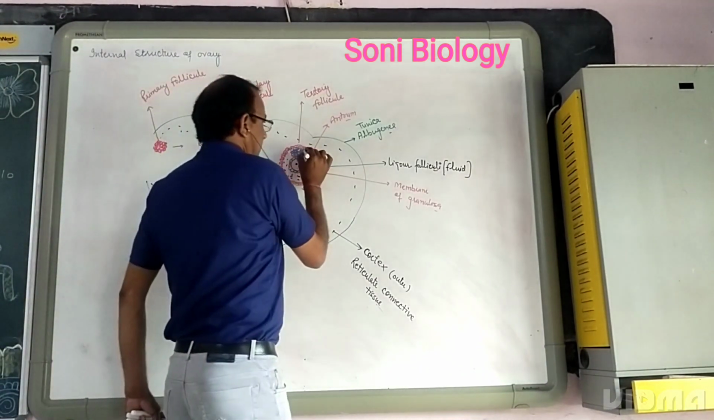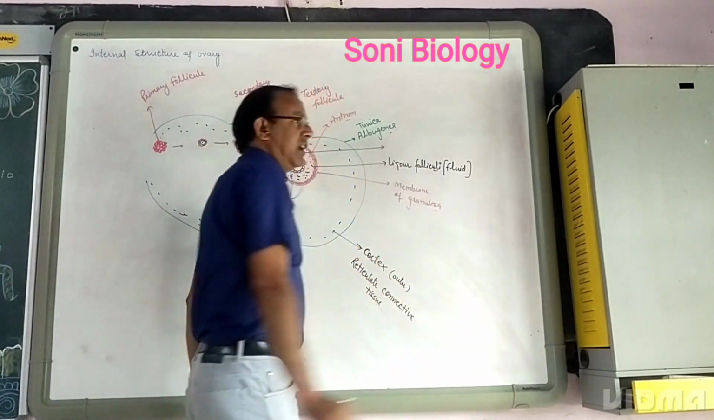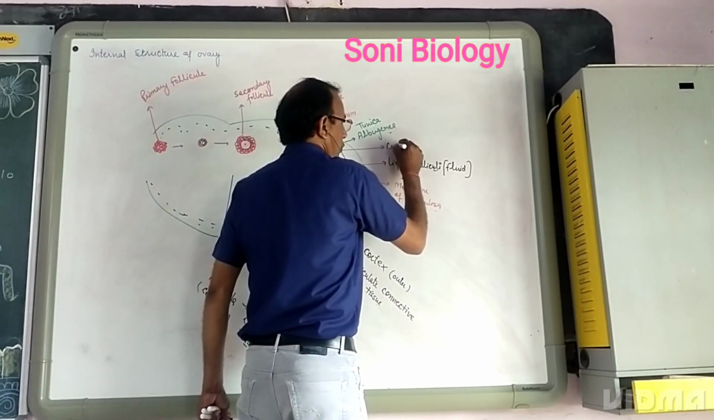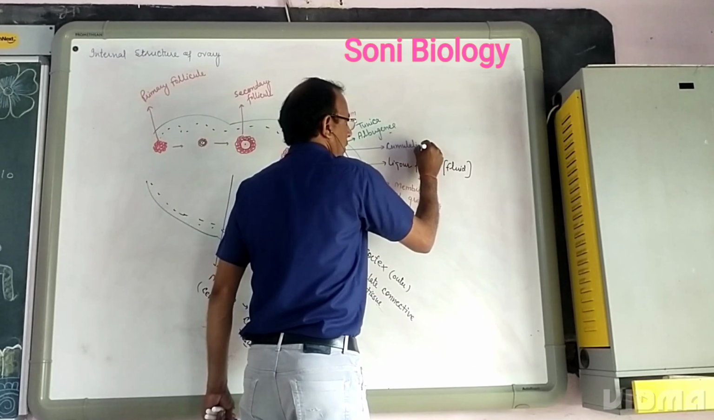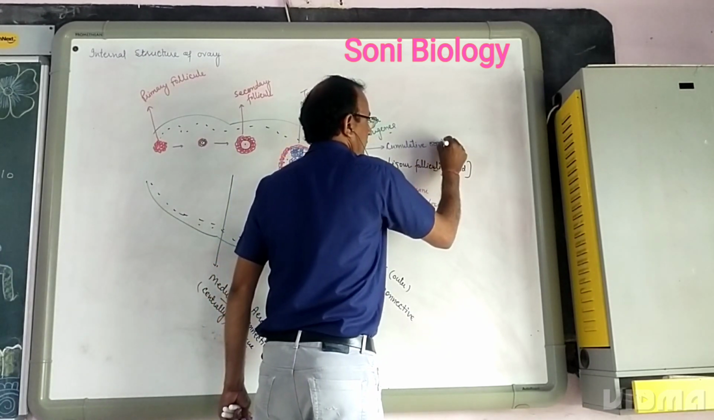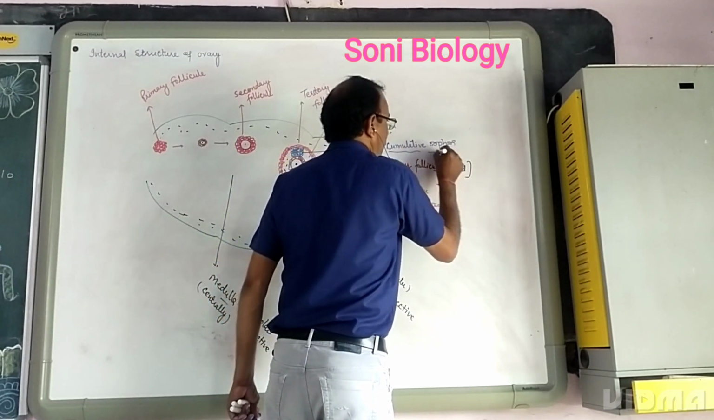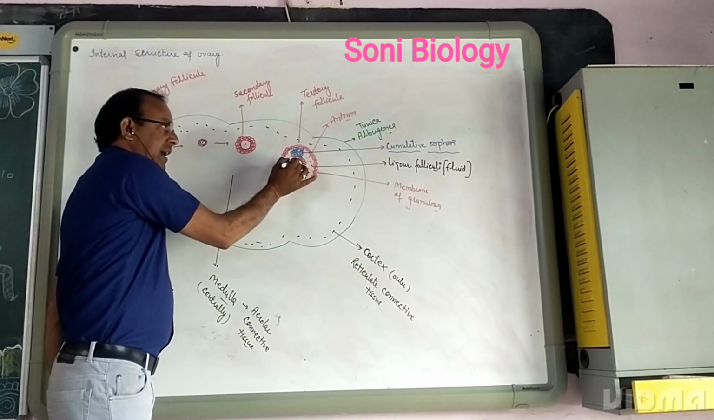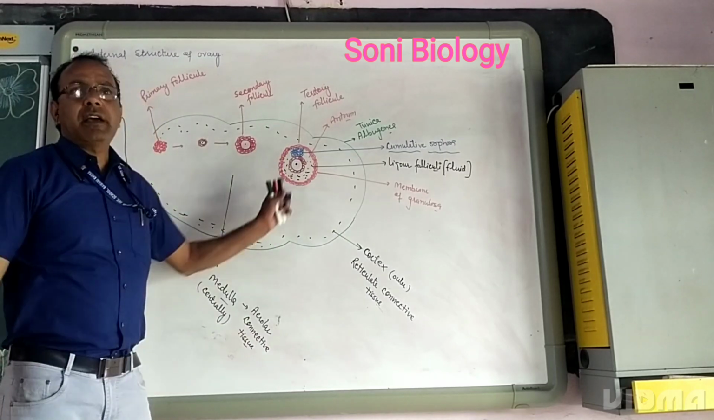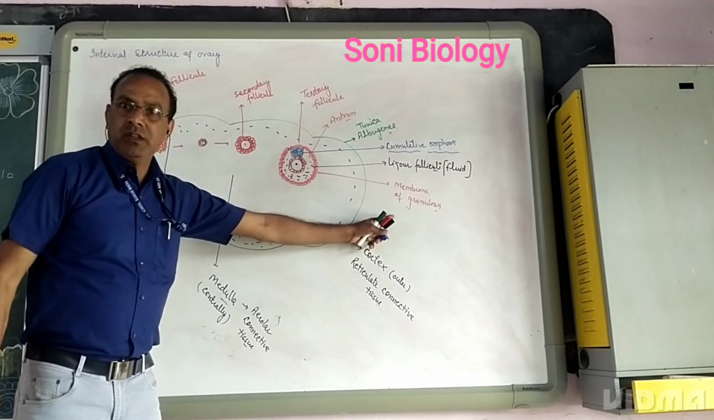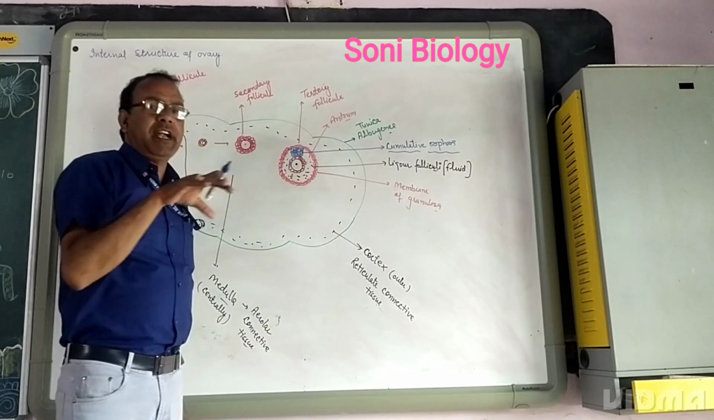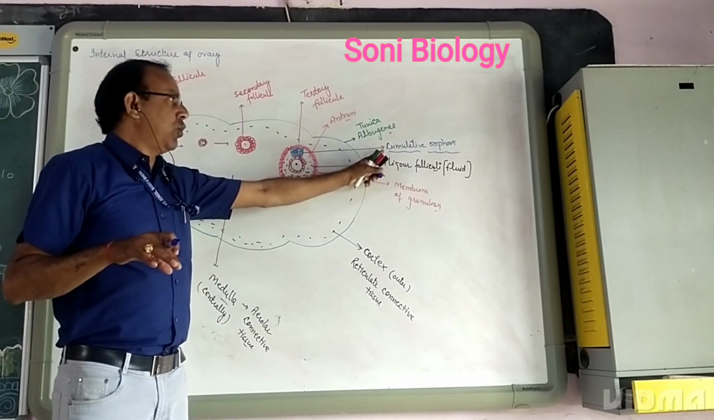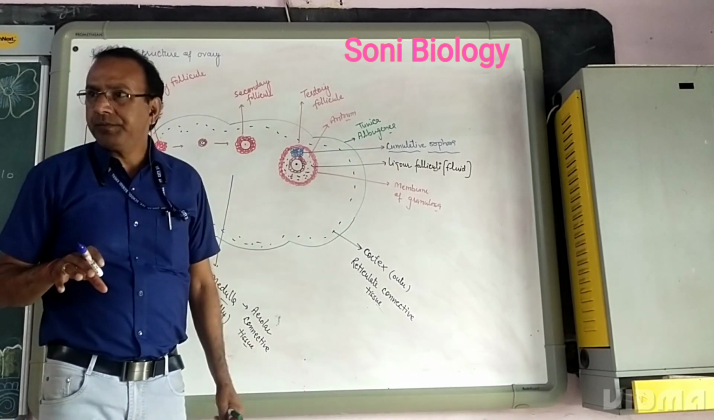These cells on one side are called the cumulus oophorus. What is the role of the cumulus oophorus? These are the cells which connect the secondary oocyte with the granulosa membrane, so that the secondary oocyte remains suspended.